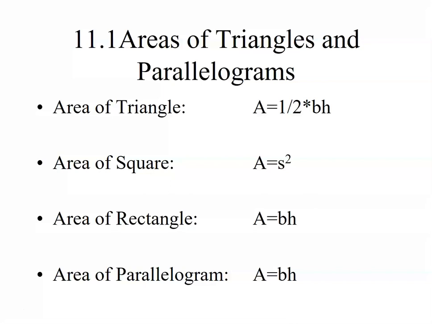So just a quick refresher, area of a triangle is half of base times height. Area of a square is just the side length squared, which, just a reminder, that's really just base times height, just like rectangle and parallelogram. It's just that with a square, your base and your height are the same. And then, as you can see, the area of a parallelogram is base times height as well.